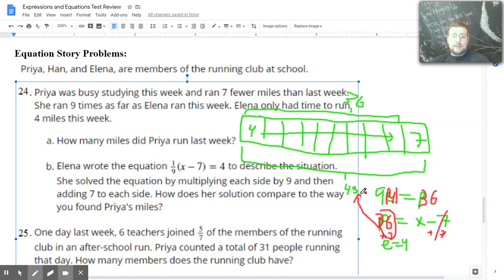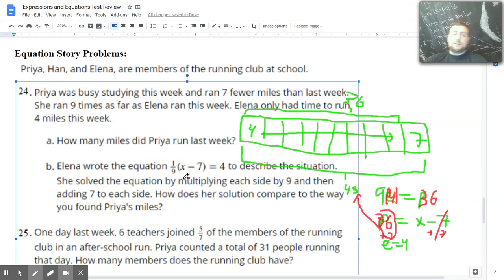But the way they did it is like this. 1/9 of x minus 7 equals 4. And she solved the equation by multiplying each side by 9 and then adding 7 to each side. How does that solution compare to yours? Well, I didn't even create a 2-step equation. I just created a 1-step equation or a diagram to solve it, right?